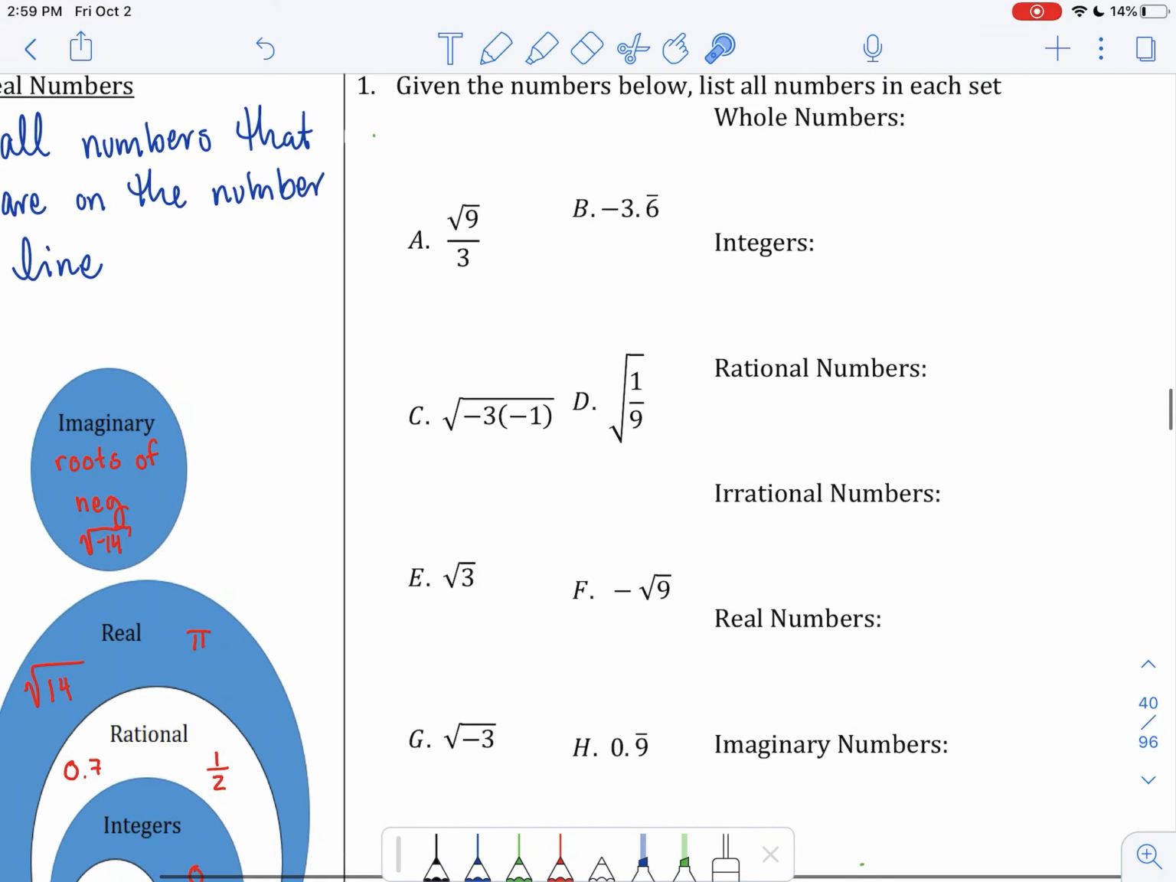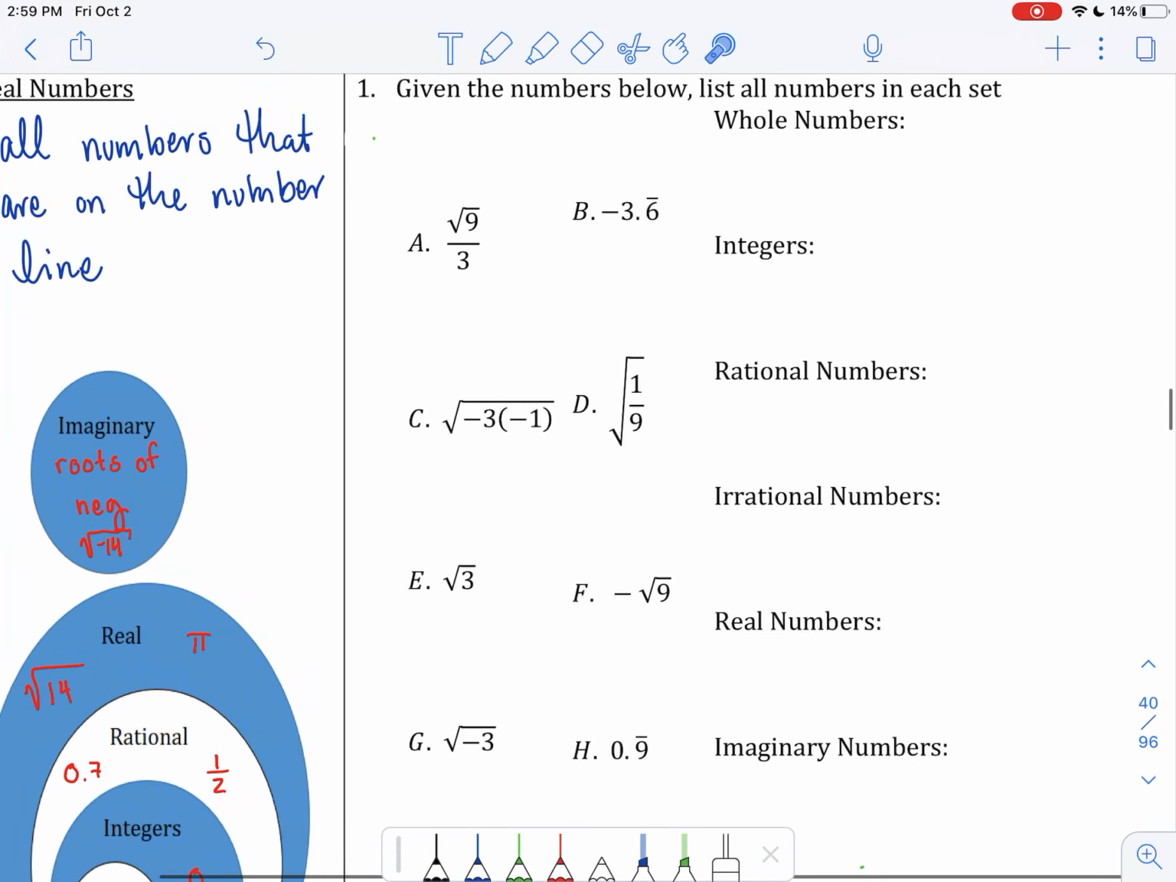So the first thing that you're going to want to do with your new sets of numbers is we want to make sure that we can classify them, meaning that we're going to put them into their appropriate group. So here we've got a list of 8 different numbers, and we are going to put them into these categories. Are they whole numbers, integers, rational, irrational, real, or imaginary? And my advice, the first thing we always want to do is simplify.